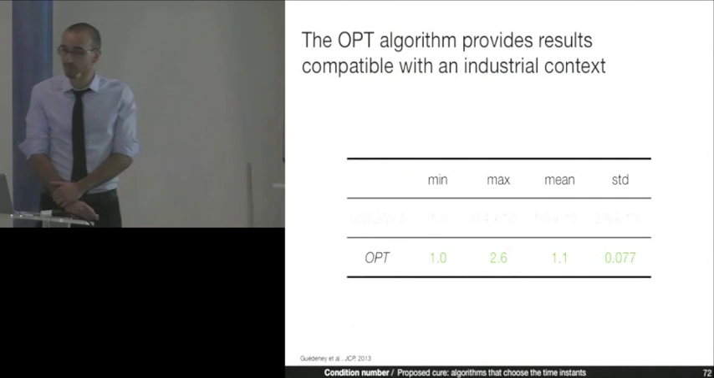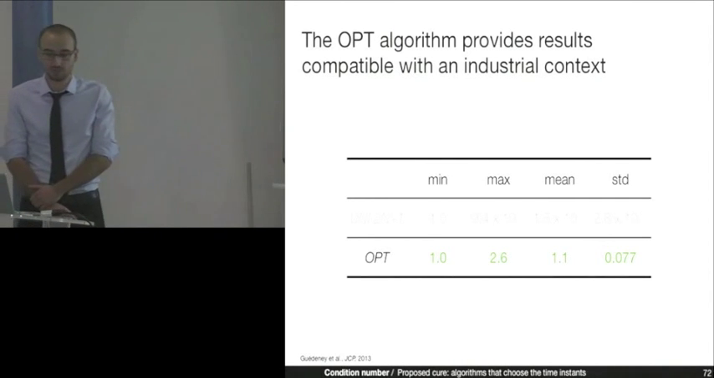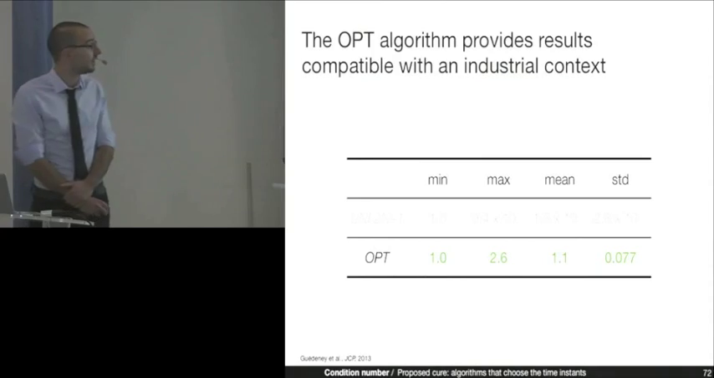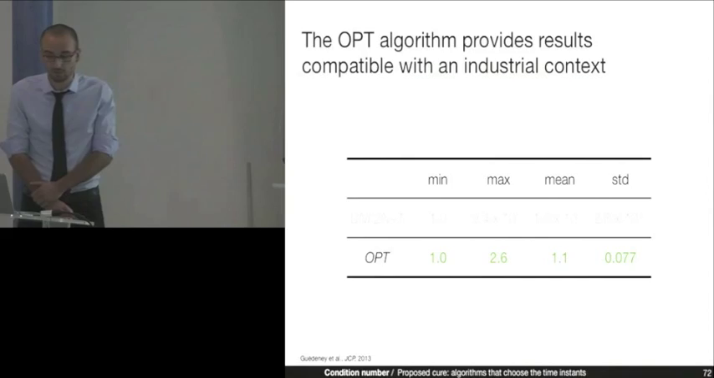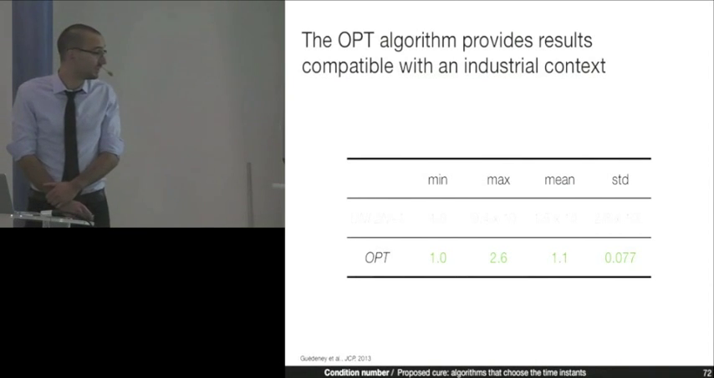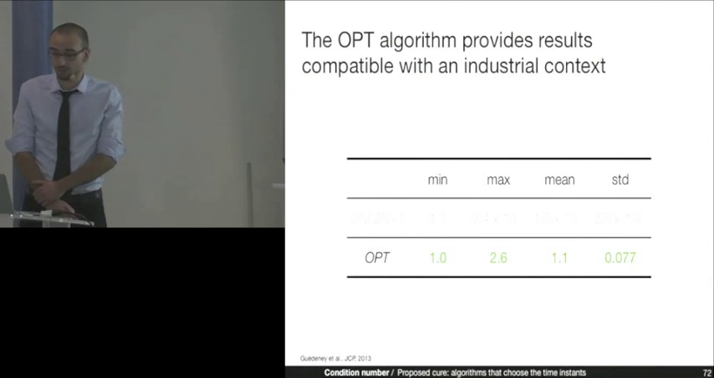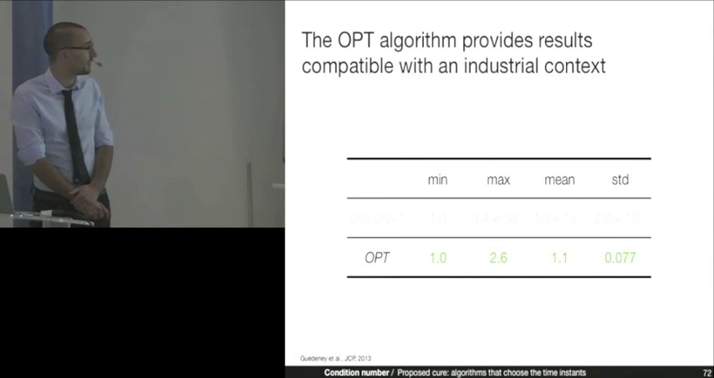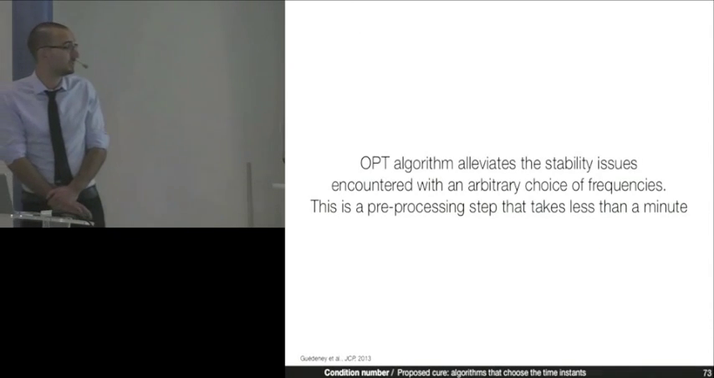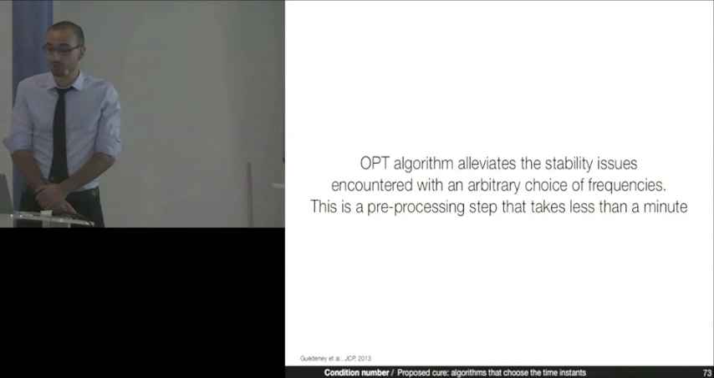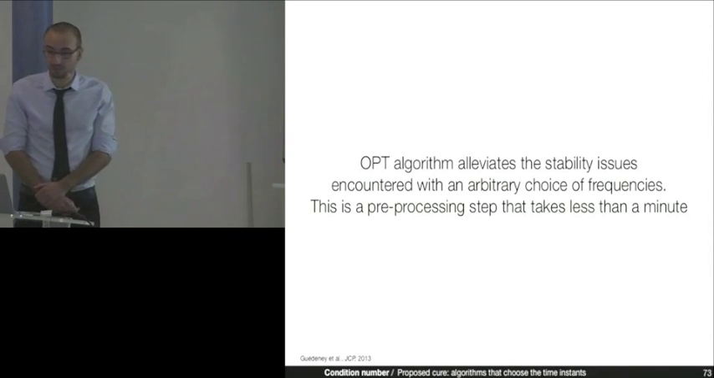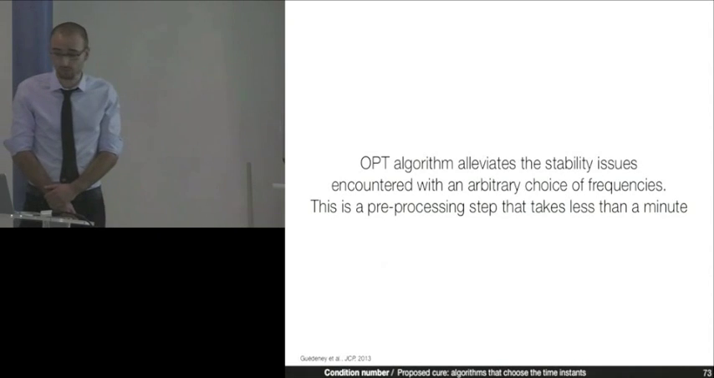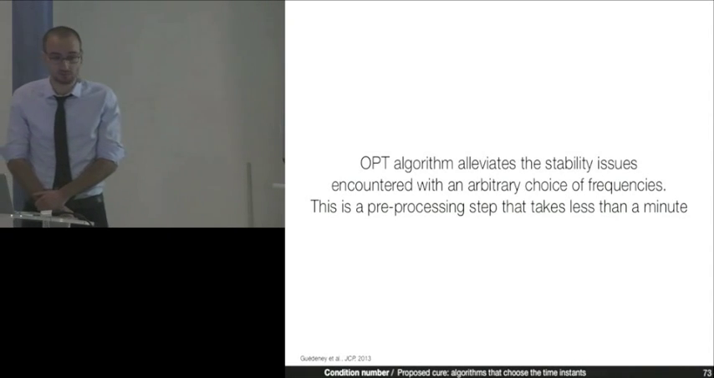To ensure that, we compute the statistics. So we show the min, the max, the mean, and the standard deviation. And we can see that the maximum value is way lower than before, and it's almost close to the theoretical lower bound. And if you look at the mean value, you can see that it's almost the theoretical lower bound. So the proposed optimization algorithm alleviates the stability issues encountered with arbitrary choice of frequencies. And this is a pre-processing step that takes less than a minute, so it's a good solution. And this has been published in the Journal of Computational Physics in 2013.